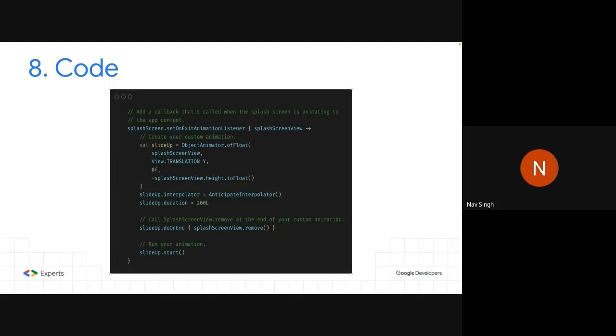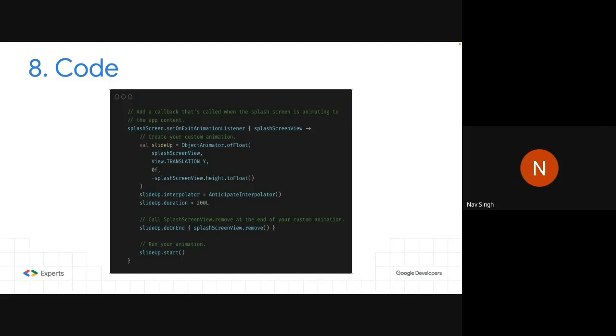Once you have defined your animations, the next thing, which is really important in this case, is removing the splash screen view. As I told before, when you want to customize the exit animation, you need to make sure that you remove the splash screen view once your animation is finished. So the next call here is slideUp.doOnEnd. It is basically a callback on the animation. Once that animation is finished, we just want to remove the splash screen from the view, and our application content will be visible to the user.